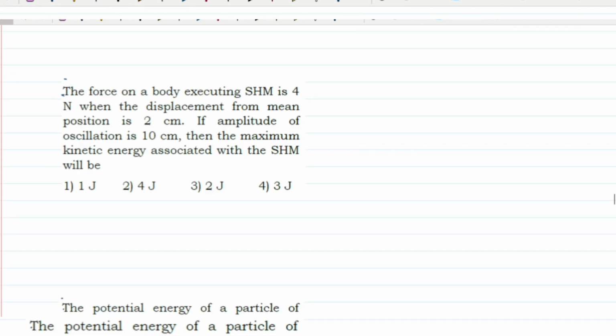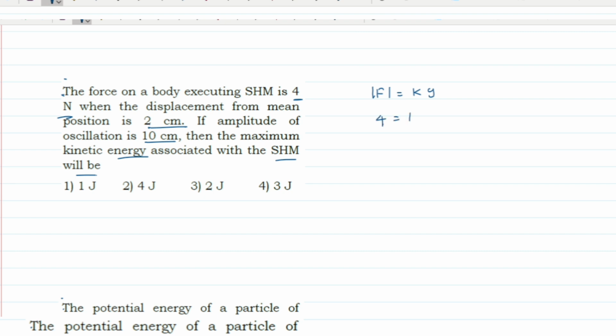The force on a body executing SHM is given as 4 Newton, and the displacement from the mean position is 2 centimeter. If the amplitude of the oscillation is 10 centimeter, then the maximum kinetic energy associated with the SHM will be? So here the force on the body is given as 4 newtons. The restoring force formula, considering only magnitude, you can write as k into y for a given displacement. This force value is given as 4 newtons.